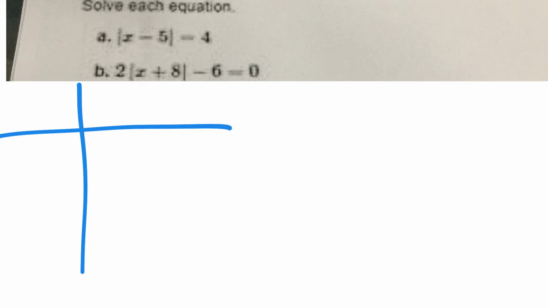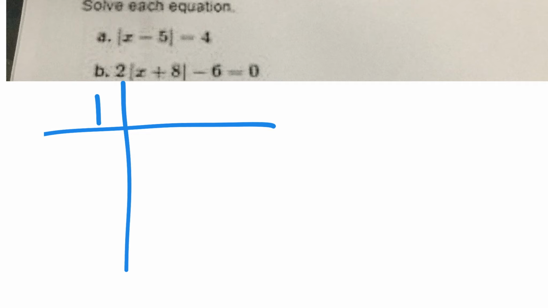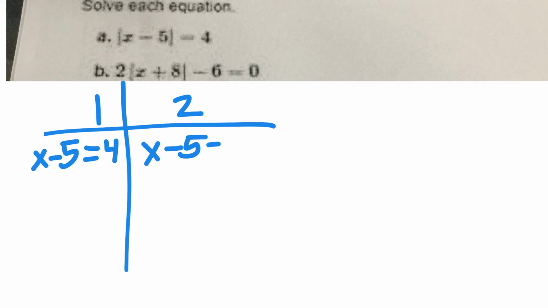Looking at the next one, we have the absolute value of x minus 5 equals 4. So I need the absolute value bars isolated. Well, they already are. They're the only thing on their side of the equal sign. So I set it up as two cases. Case 1, we have what's inside the absolute value bars is equal to positive 4. And in case 2, what's inside the absolute value bars is equal to negative 4. Solve those by adding 5. So that tells me x is 9 and x is 1.